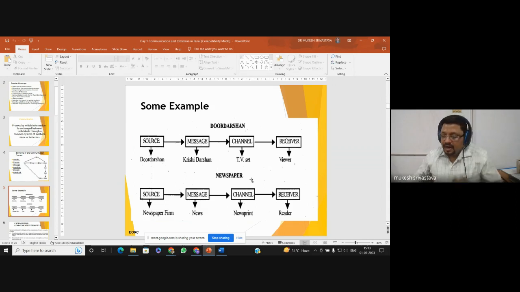Then we have to see what kind of feedback we can provide. Yes, there are certain mediums or channels where we cannot provide instant feedback, like if we talk about television sets or newspapers, we cannot provide instant feedback for that. So for that purpose there are different channels for providing feedback in these kinds of situations.